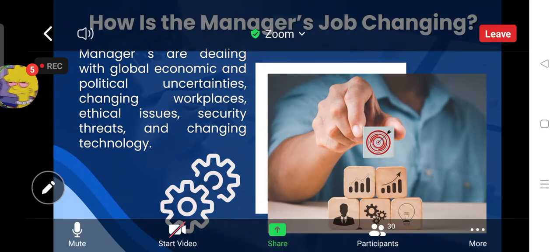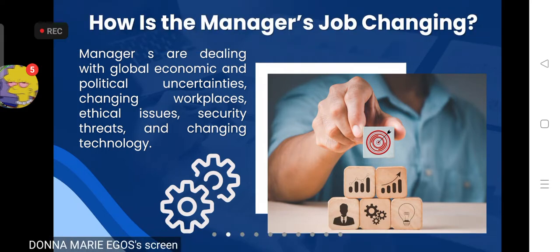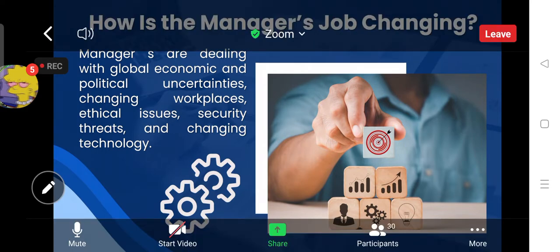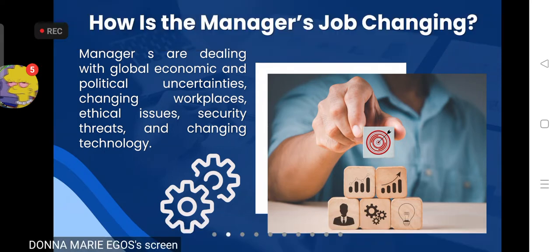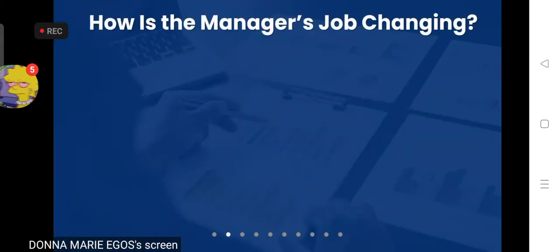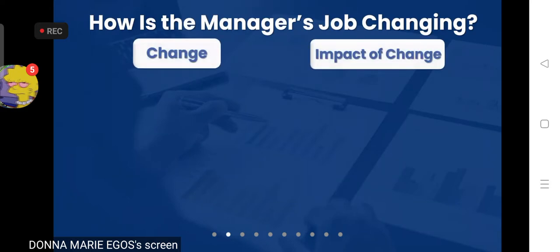Managers are dealing with global economic and political uncertainties, changing workplace ethical issues, security threats, and changing technologies. So next slide. We can see here the changes and the impact of changes for the manager's job.